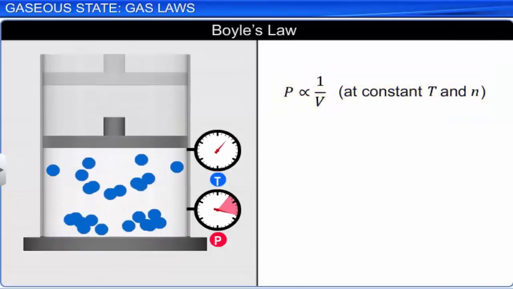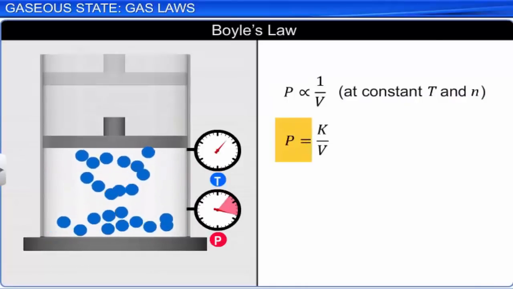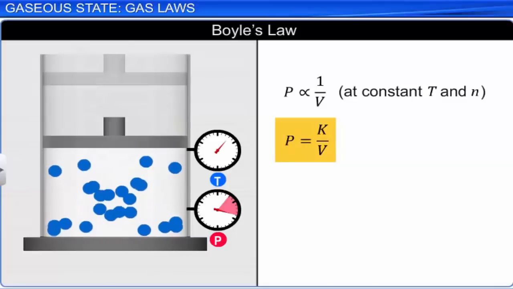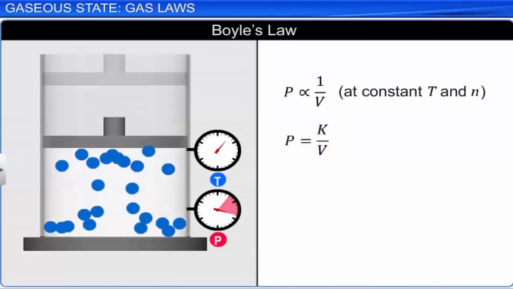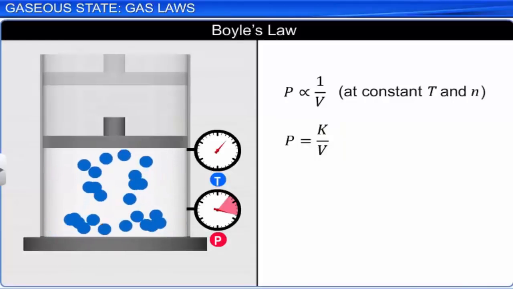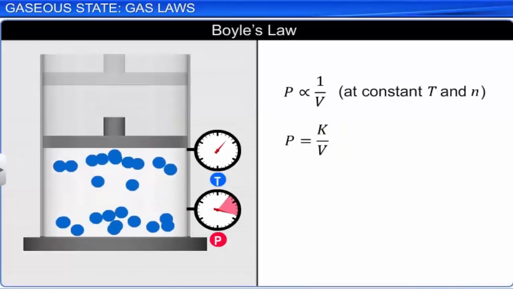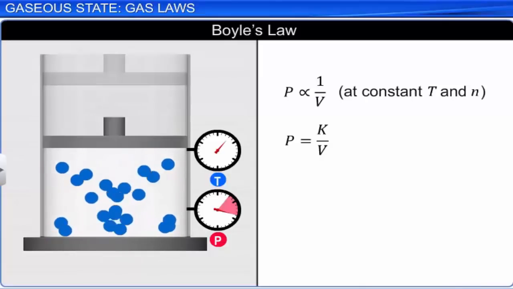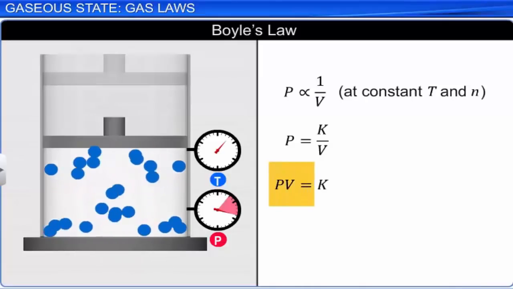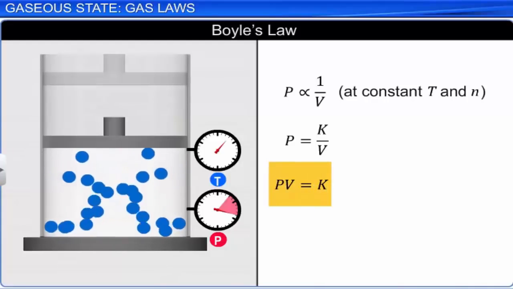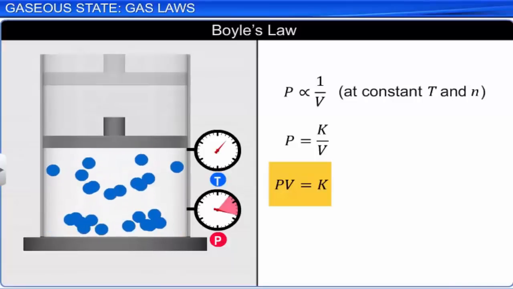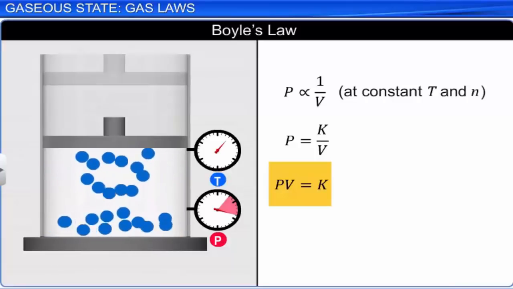Or P is equal to K by V, where K is the proportionality constant, whose value depends on the temperature and number of moles of the gas. On rearranging the equation, we get PV is equal to K. Or, in other words, at constant temperature, the product of pressure and volume of a fixed amount of gas is constant.